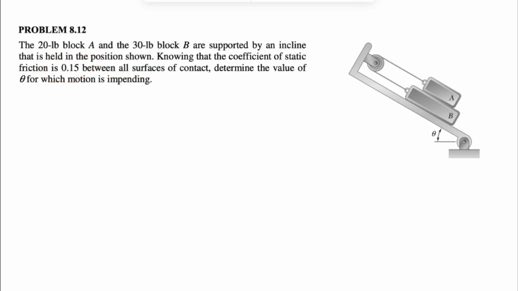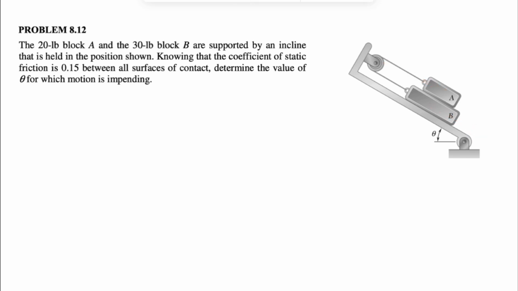So the surfaces that we have in here are the surface between A and B and the surface between B and the incline. And we need to determine the value of theta for which motion is impending. So we are looking for this theta when the motion is about to happen. So we are technically in equilibrium and we are 1 millisecond away from the movement of this system, which is going to have block B moving down, and as a result, block A moving up. So B is going to go down and A is going to go up the incline here.